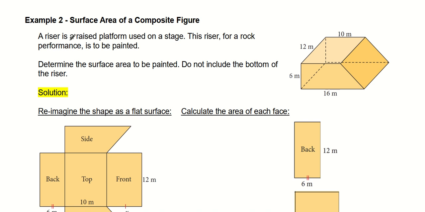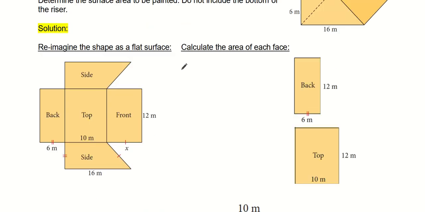A riser is a raised platform used on stage. The riser for a rock performance is to be painted. So you're going to be painting it, so you probably need to know the surface area. Determine the surface area to be painted. Do not include the bottom riser. Oh, okay, so you're not including the bottom half of it.